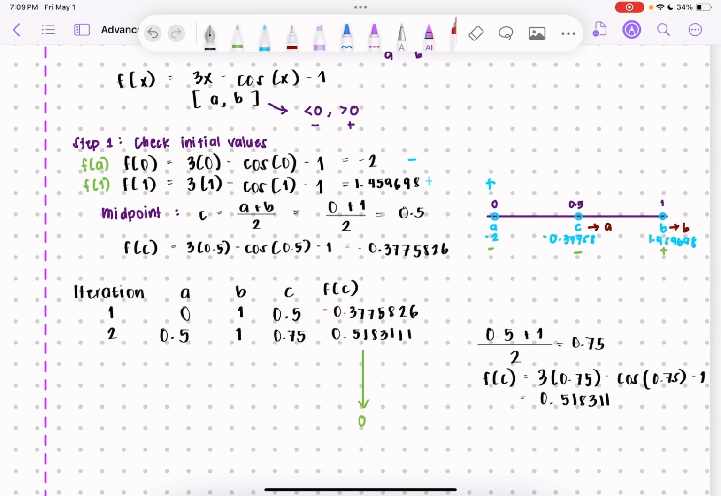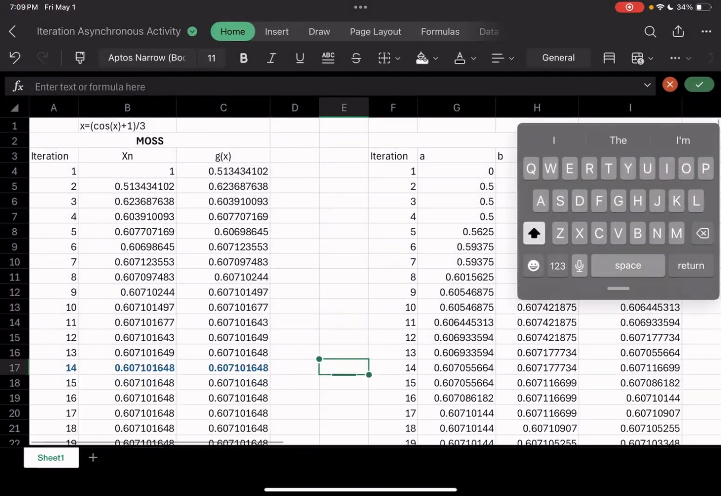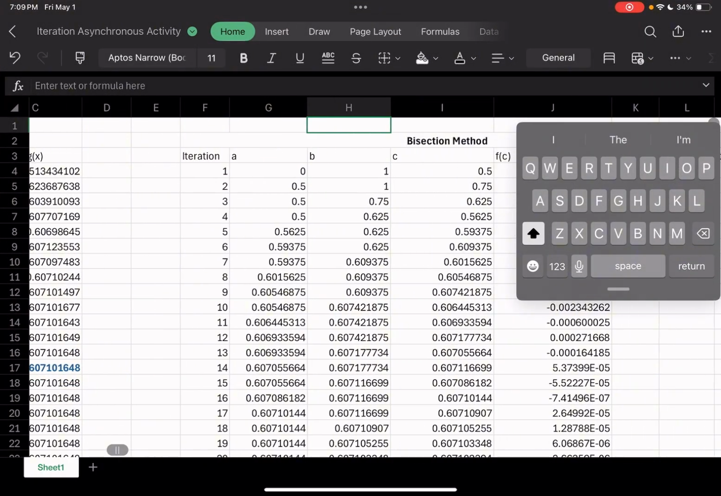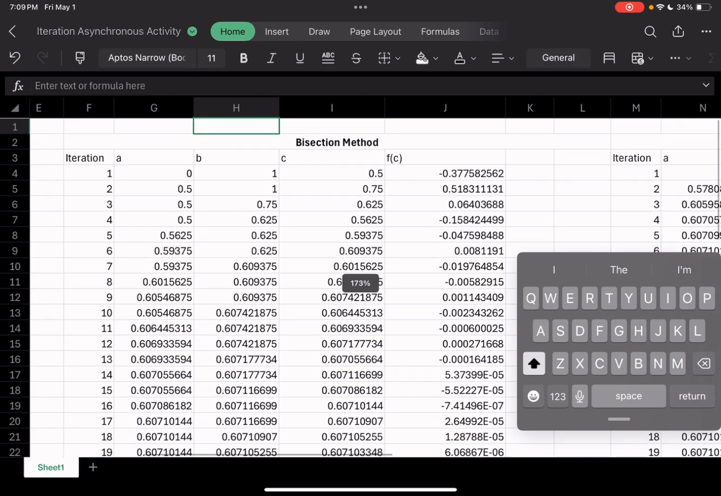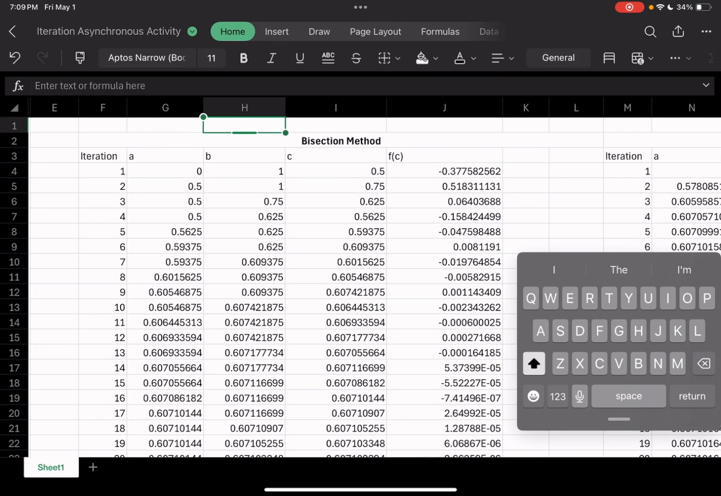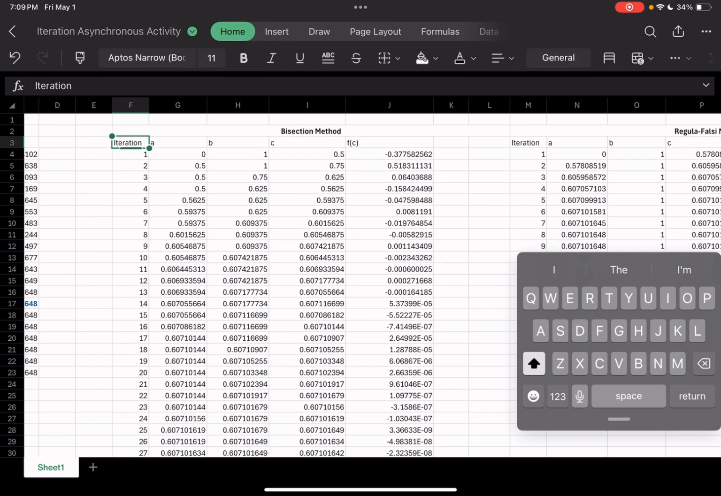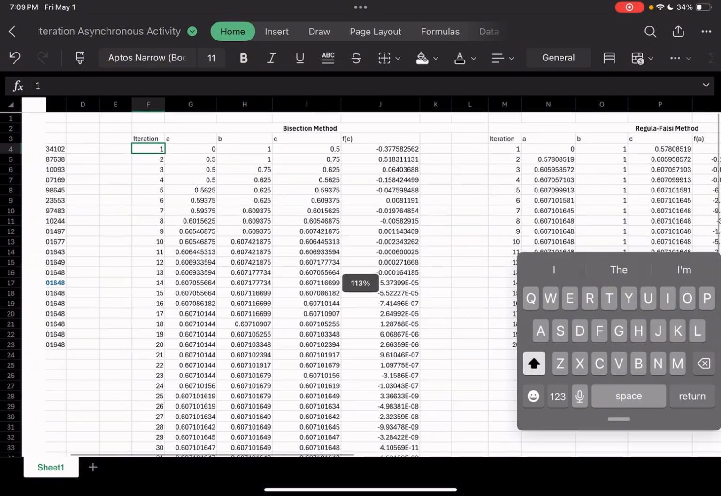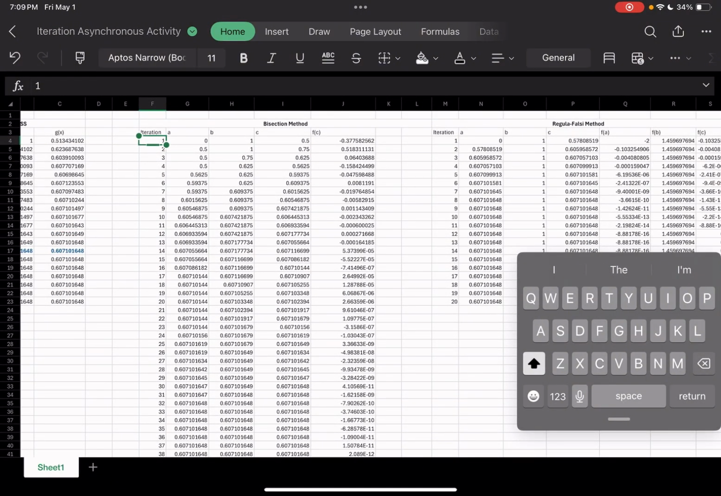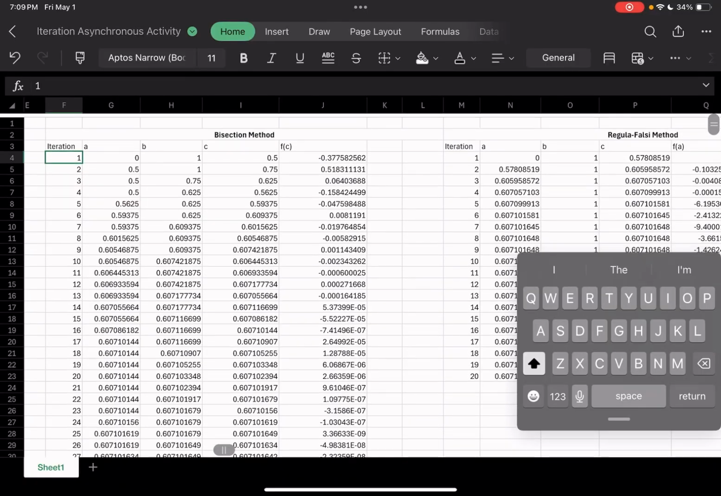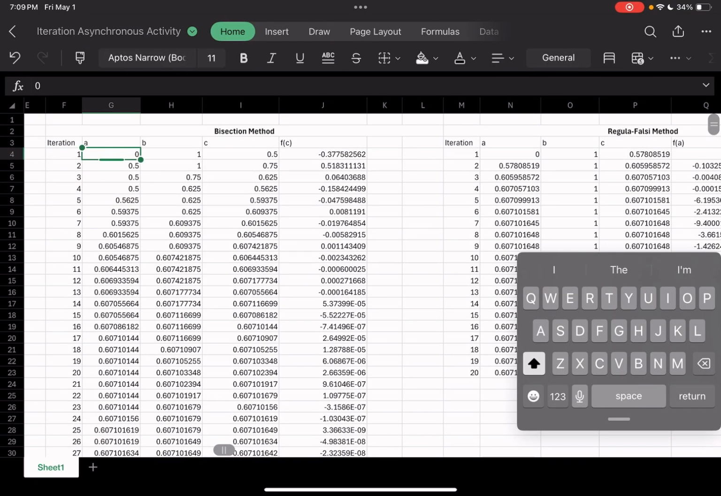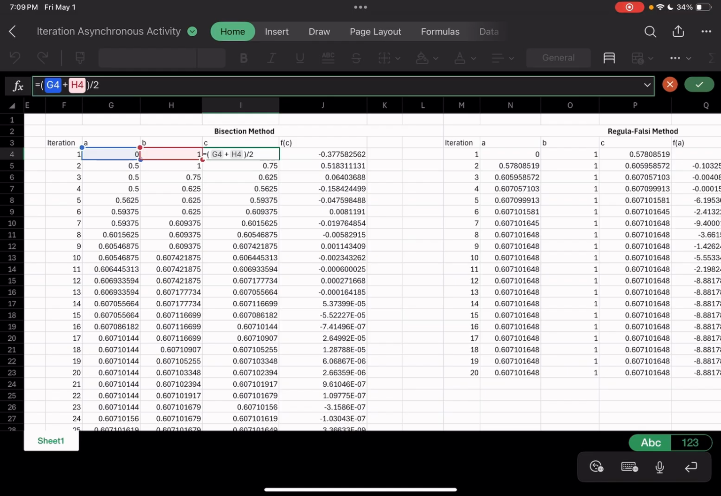So to do that faster, we're going to need the help of Excel. Now, how do you do that? So the first step, you're going to write how many iterations you plan to do. You can just choose as many as you want. Just simply write the value of A and B right here. However, for the C, we are going to apply the formula to find the midpoint. And that would be A, as you can see here, A plus the B, which is H4, and divided by 2.